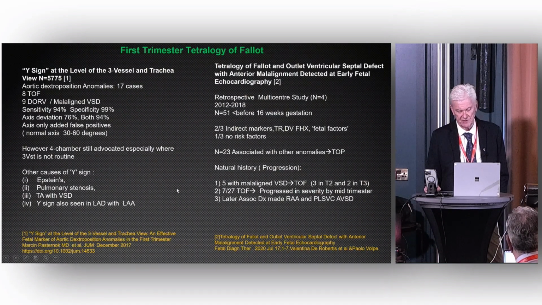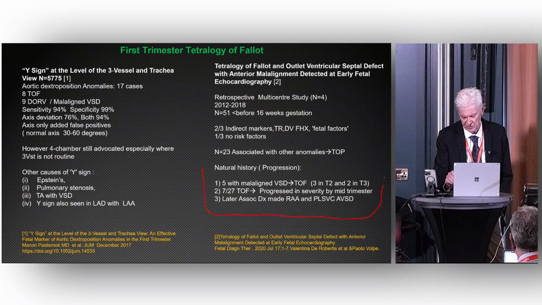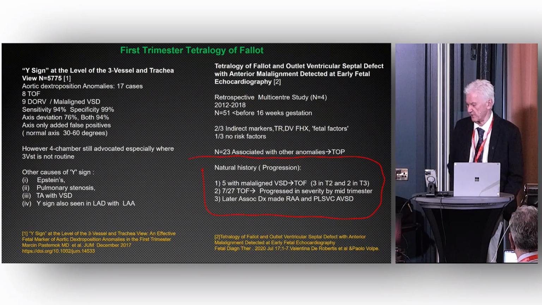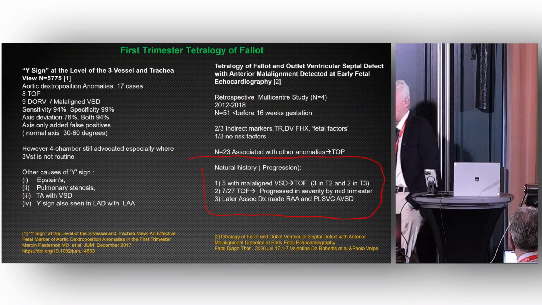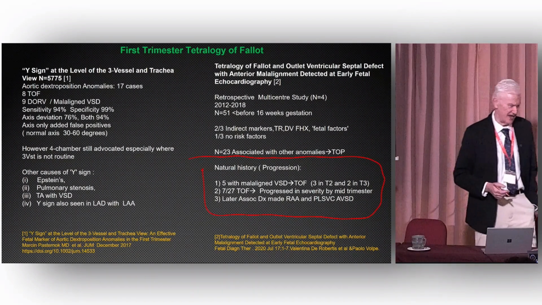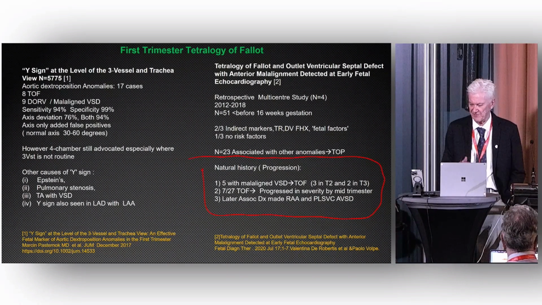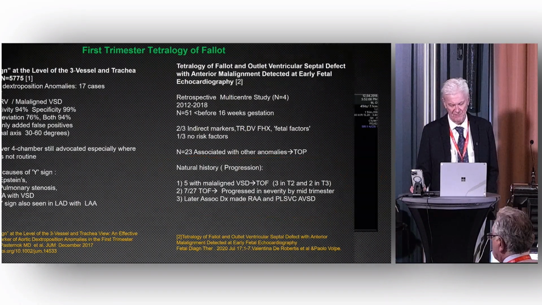So if you look at the first trimester detection of Tetralogy of Fallot, it has been reported in small numbers in the past. This is probably the most interesting paper because it talks about how in the first trimester of pregnancy, it evolves when you see minimal pulmonary stenosis. By the mid-trimester, they may have pulmonary atresia. So very much an evolving lesion from the first to the second trimester of pregnancy.